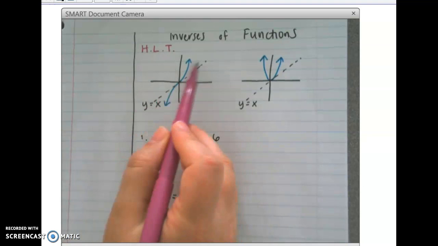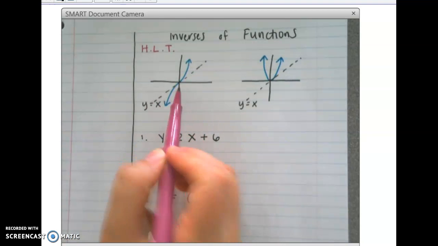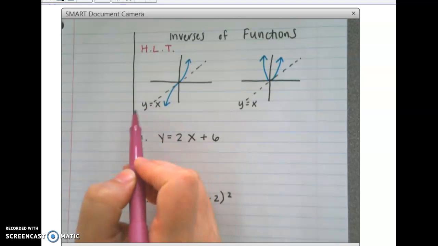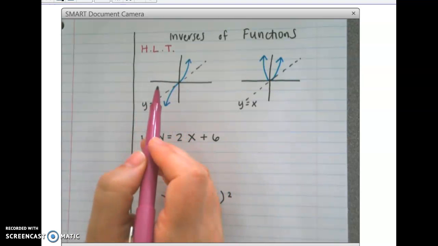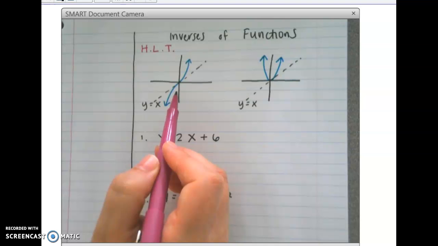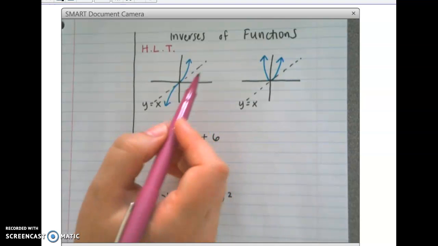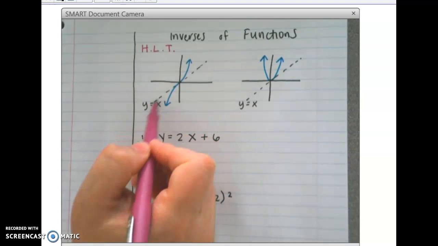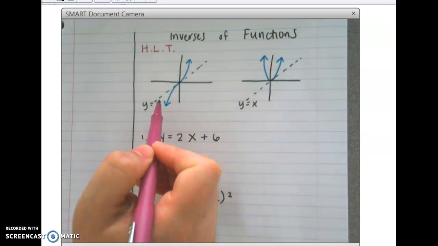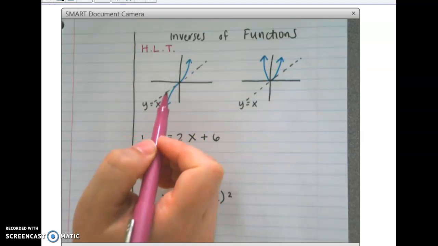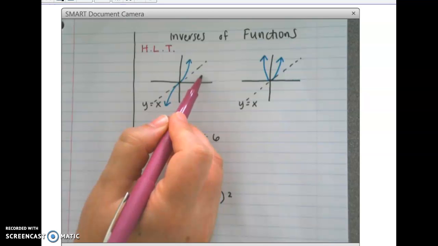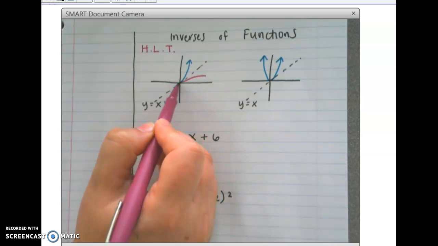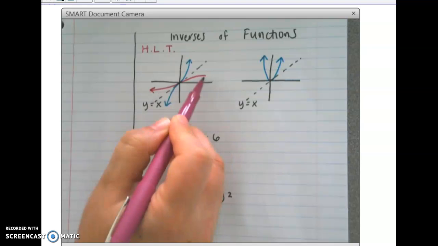So this is cubic, and you can tell any horizontal line that I draw will only pass through once. That tells me that the inverse is a function. And the inverse is a reflection over the line y equals x. So it's going to be like a diagonal line of symmetry. So it's going to look something like that.